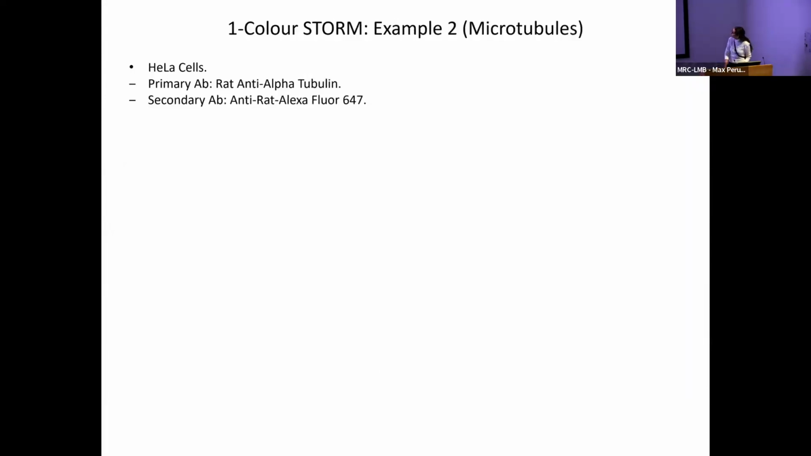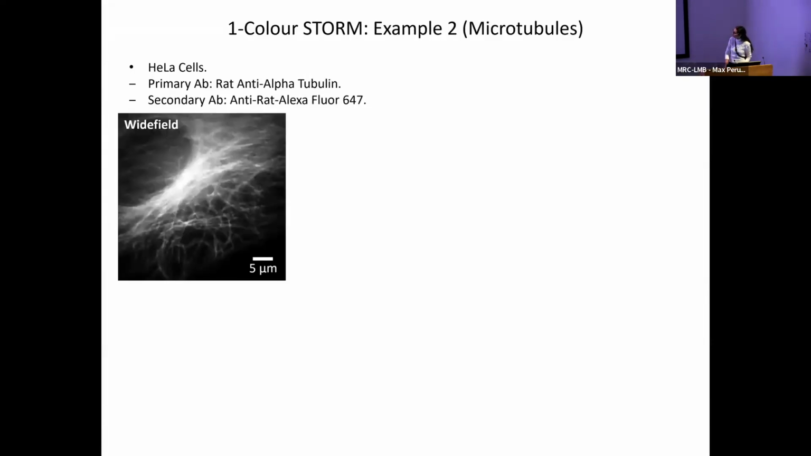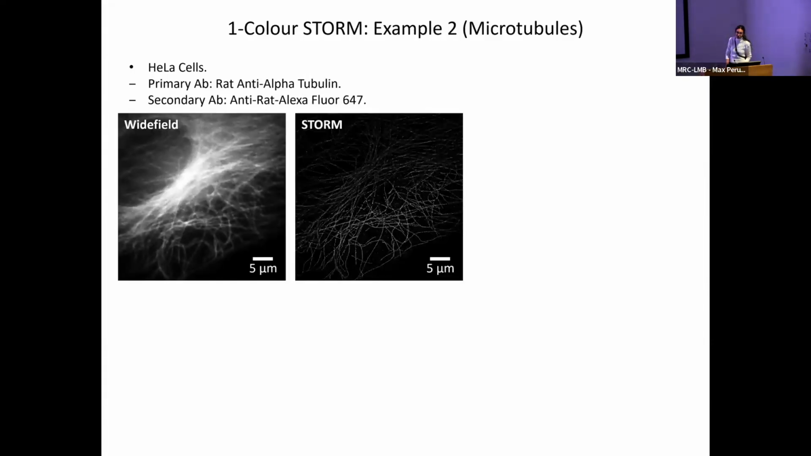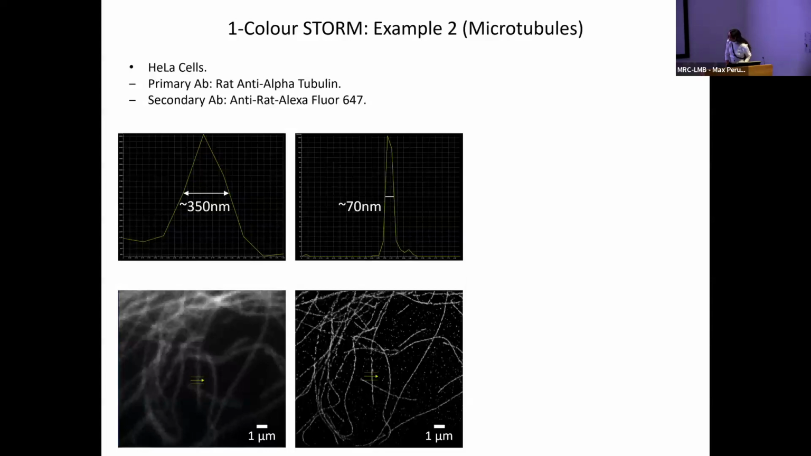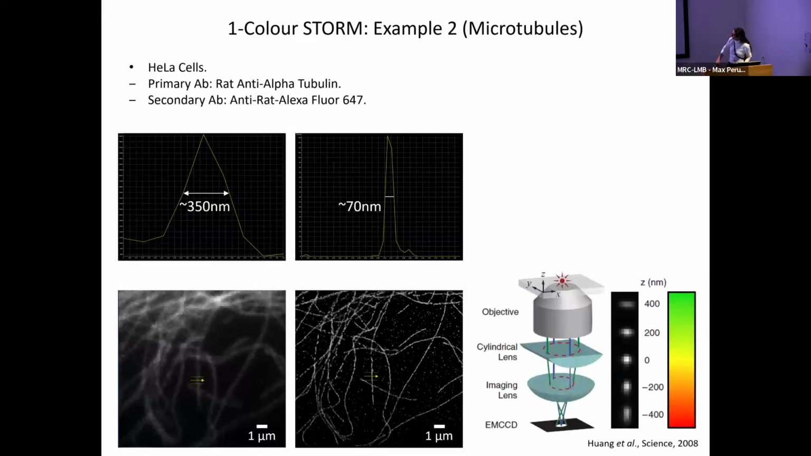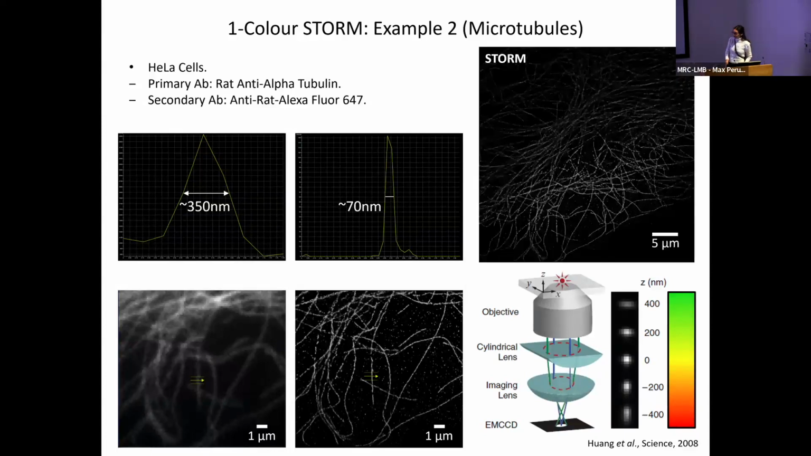Then you have here one power storm. So if you go from the white field to the storm, you can see that you start seeing way more structures and fibers in storm. Again, this is a reconstructed image, so progressively it was acquiring. So yeah, you go from an image that had a resolution of about 350 nanometers to, when you're in storm, 70 nanometers.